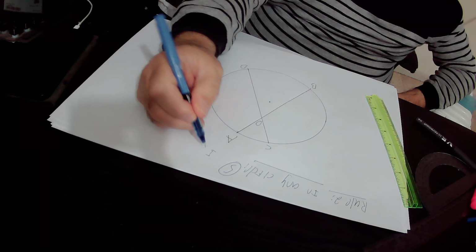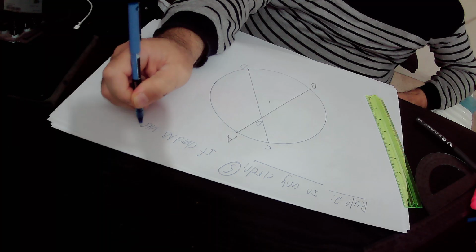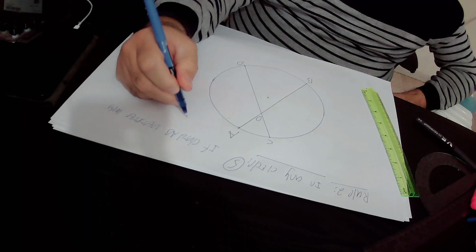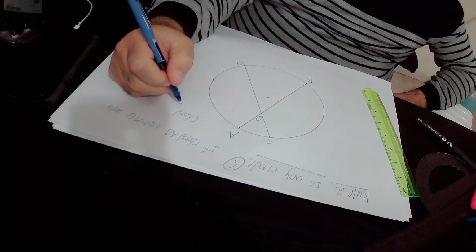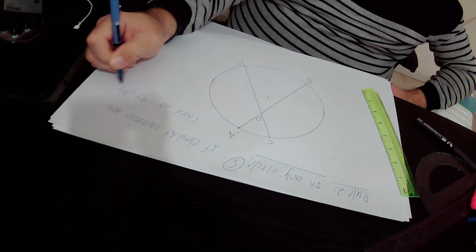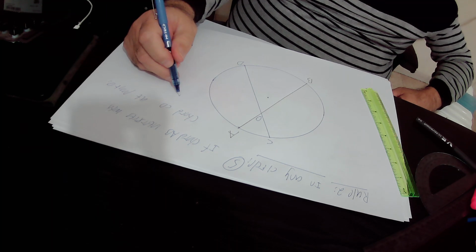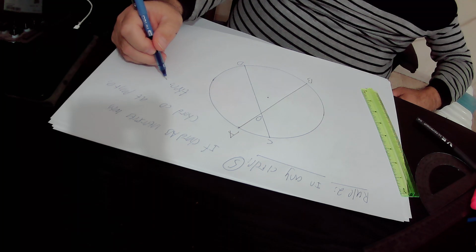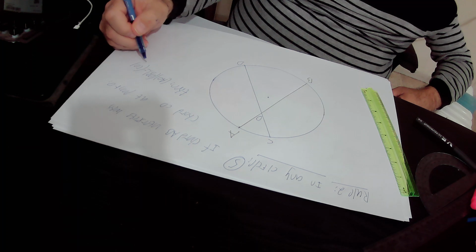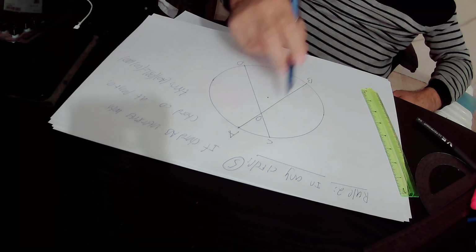So, if chord AB intersects with chord CD at point O, then the following equation will be true: AO times OB will be equal to CO times OD. Okay, AO times OB equals CO times OD.